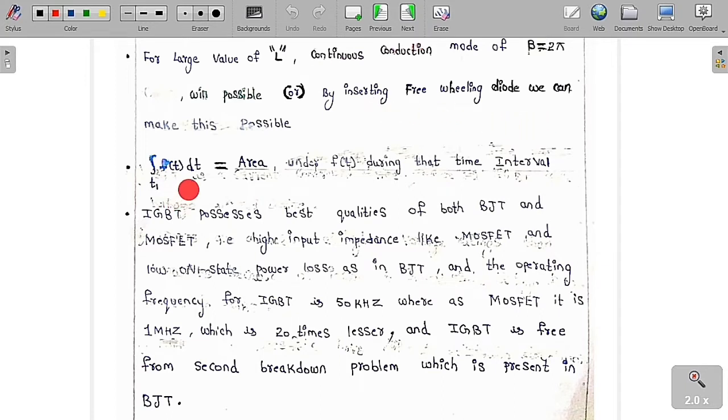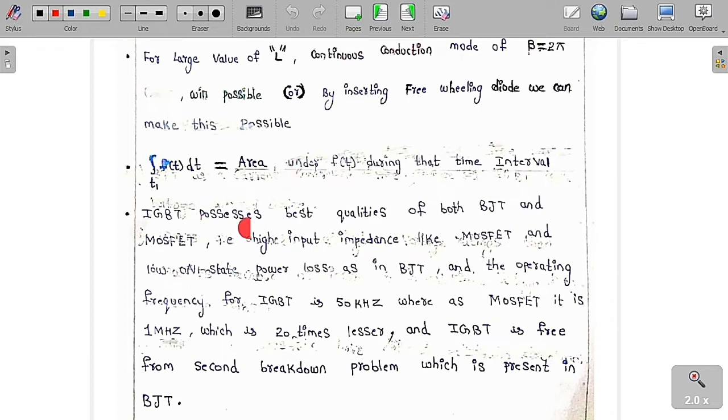Similarly, the integration of f of t into dt over the time period t1 is nothing but the area under the f of t versus time graph. That is the meaning of this integral. So during the time interval, we are going to find the area under this graph.